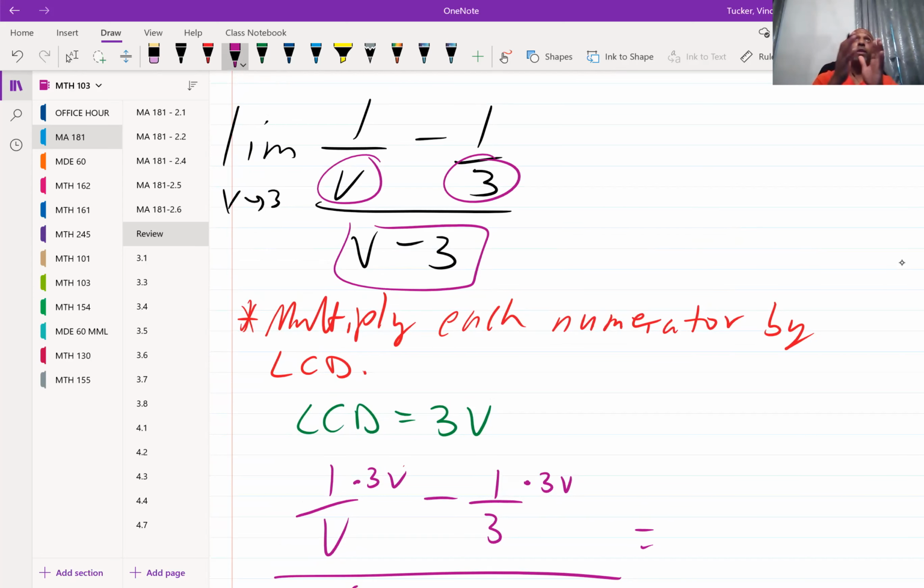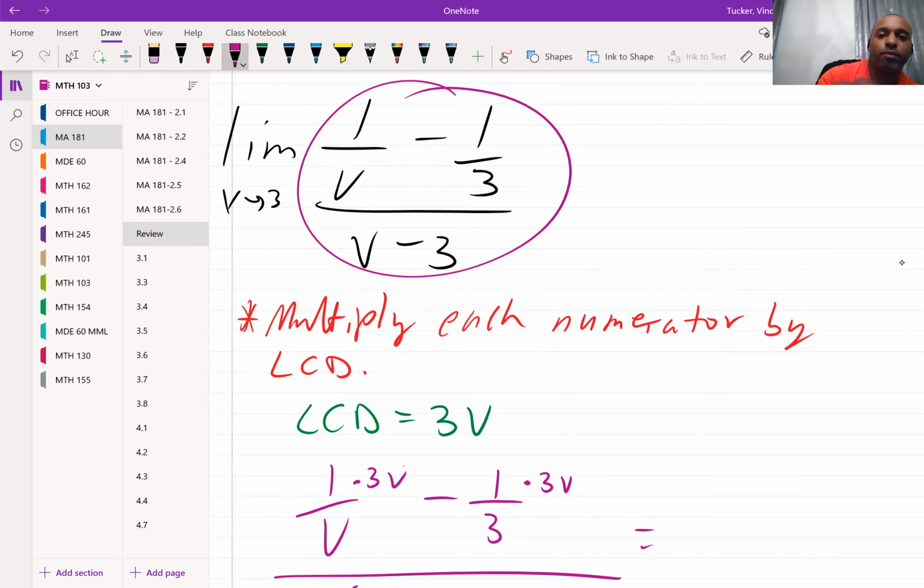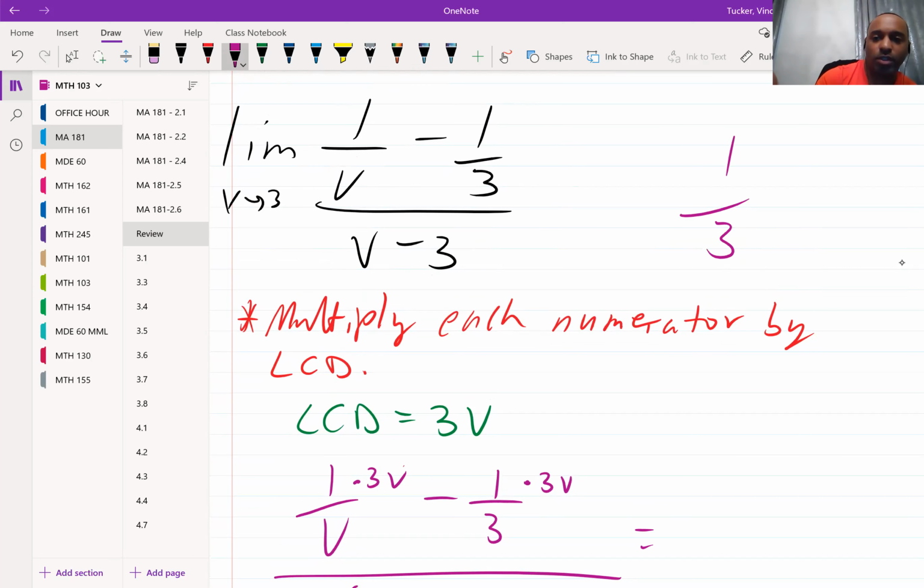How would I say it? So we have two numerators in our denominator that aren't fractions. You have v and 3. So what we have right here is a complex fraction. You know this is just a regular fraction.